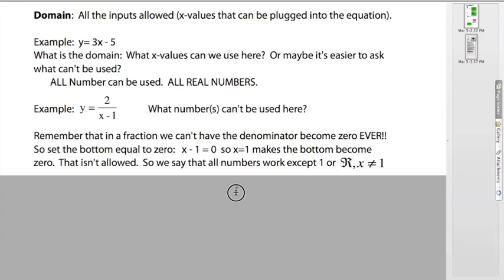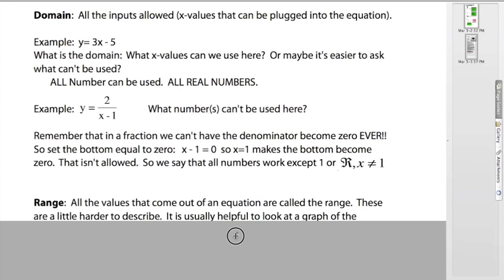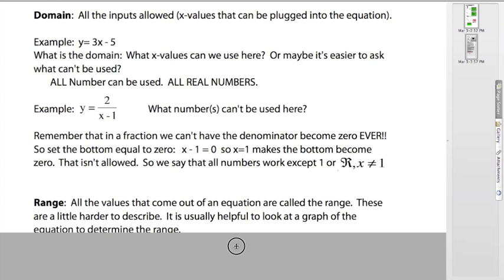Let's talk about domain. We just got through talking about domain. Let's talk about range. This one's a little bit more difficult to figure out. There's not a magic formula where, like last time, if I had a fraction, I could set the bottom equal to 0 and solve. The range is exactly the opposite of the domain. If the domain is the inputs, then the range is the outputs, what comes out of the equation. So it's a little more difficult to describe.